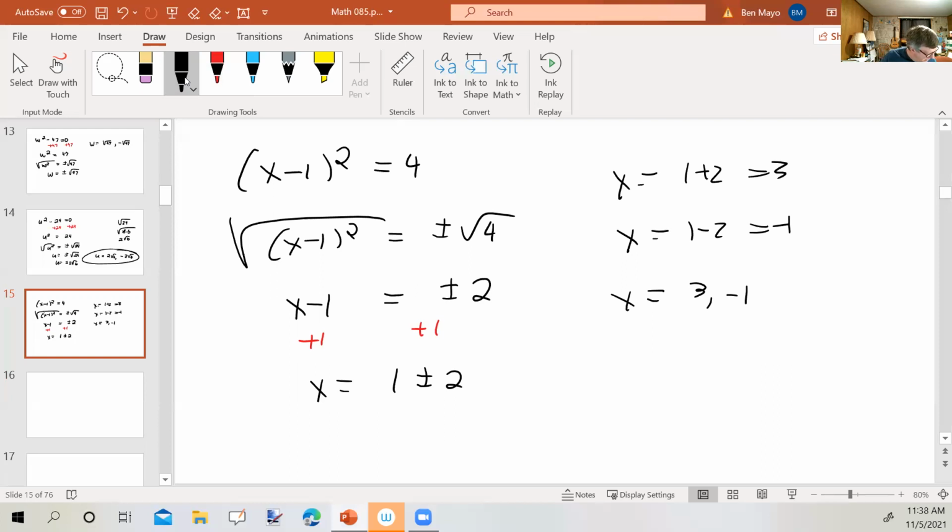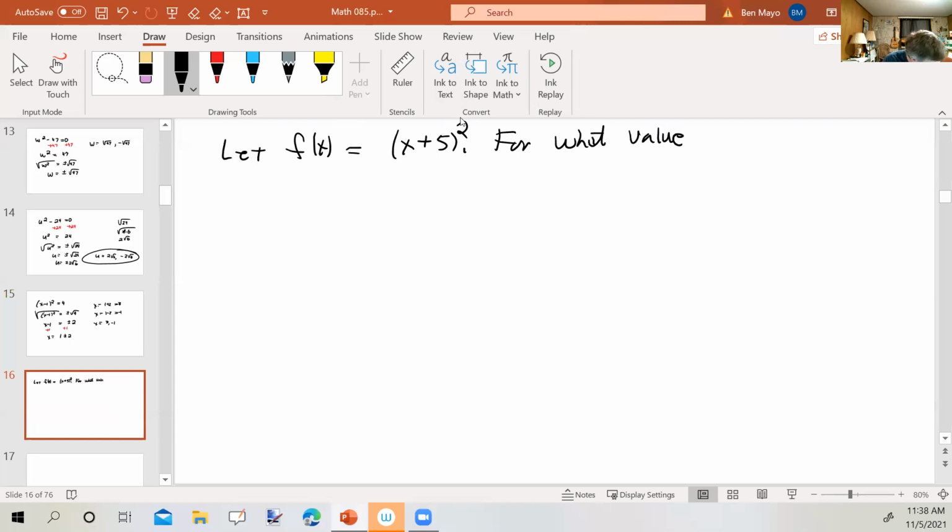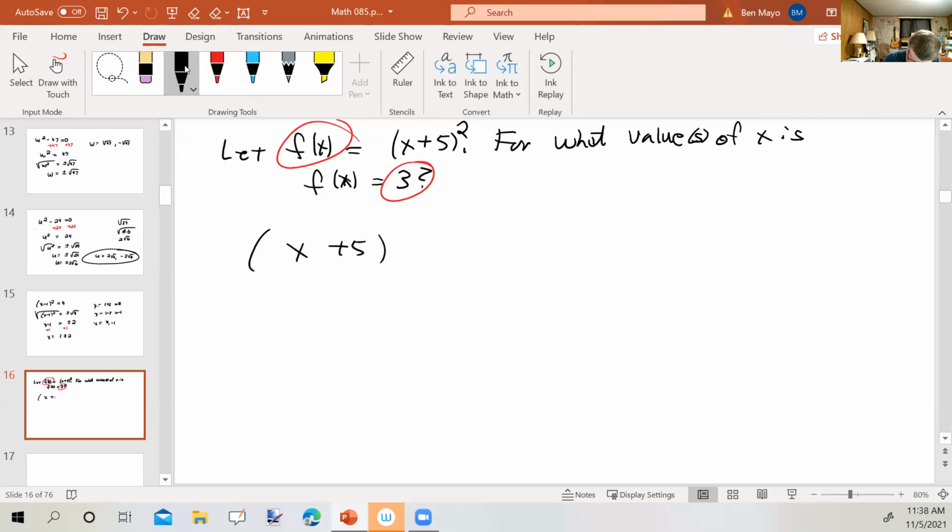Okay, let's see here. This says, let f of x equal x plus 5, the quantity squared. For what value or values of x is f of x equal to 3? So we're going to substitute 3 in the place of f of x. So we'll get x plus 5, the quantity squared, equals 3.